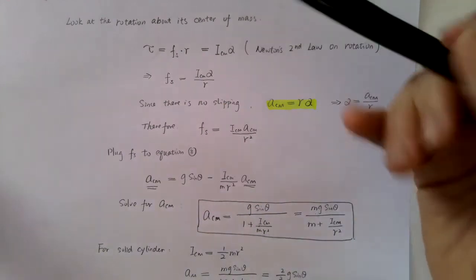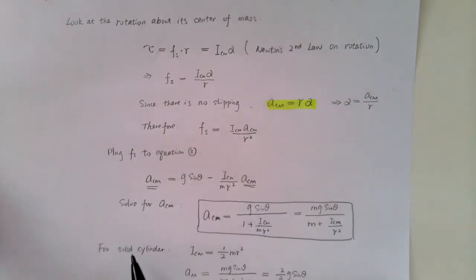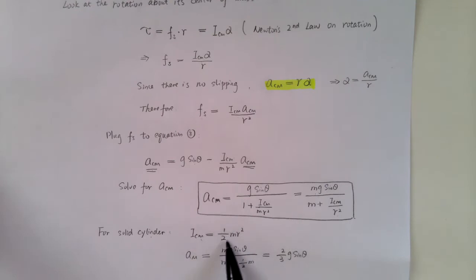And go back to this specific problem, because we are given a solid cylinder and we know ICM, the moment of inertia about its own center of mass for a solid cylinder, equals 1/2 mR squared, and plug it in here.